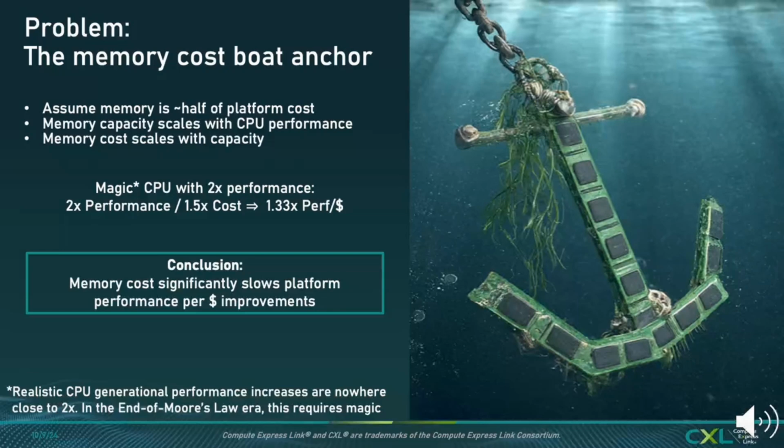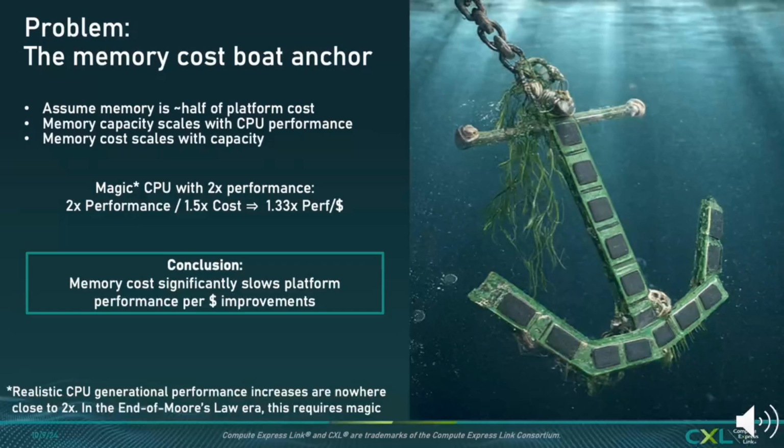Memory capacity scales with CPU performance. You've seen VMs from cloud service providers that sell a virtual machine with a certain number of cores and a certain amount of memory. And intuitively, the more cores you have, the more memory you need to run workloads on those cores. Also intuitively, memory cost scales with capacity. You want twice as much memory, it's going to cost you twice as much money.